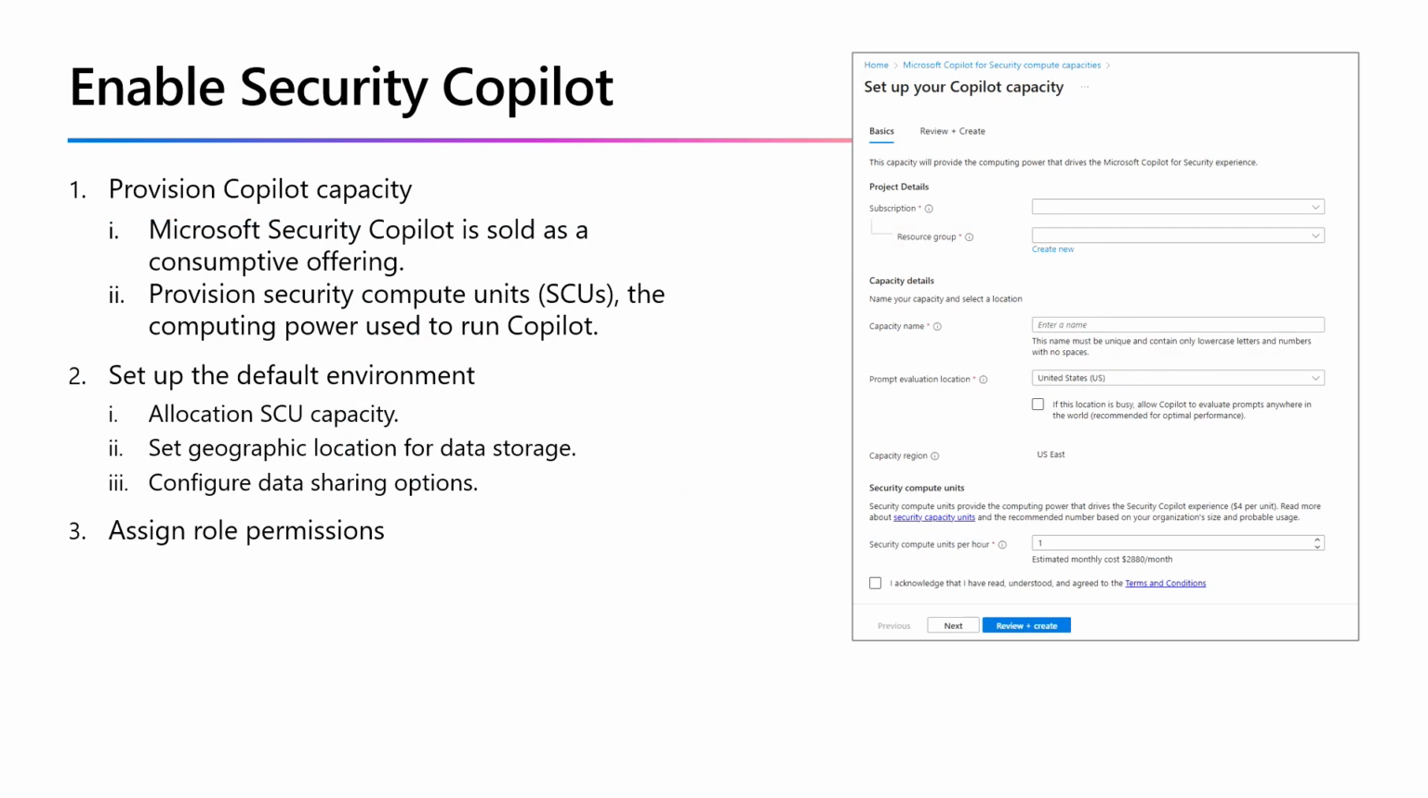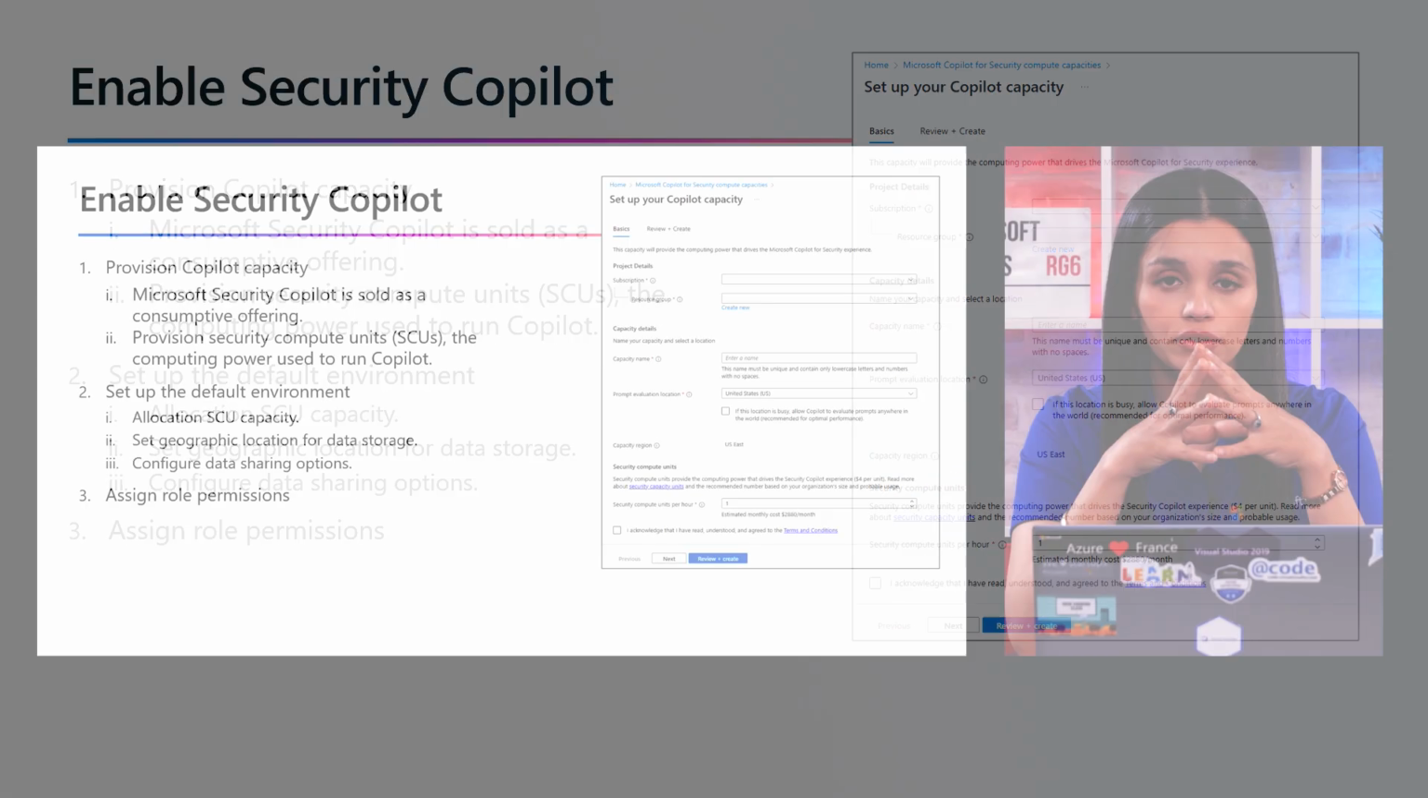Now, let's talk about how to enable Microsoft Security Copilot. This process involves a few key steps to ensure everything is set up correctly and efficiently. First, we need to provision Copilot capacity. Microsoft Security Copilot is sold as a consumptive offering, so we need to provision security compute units, SCUs, which are the computing power used to run Copilot.